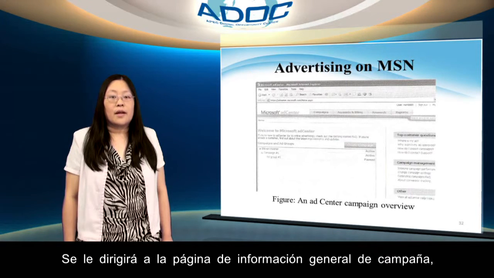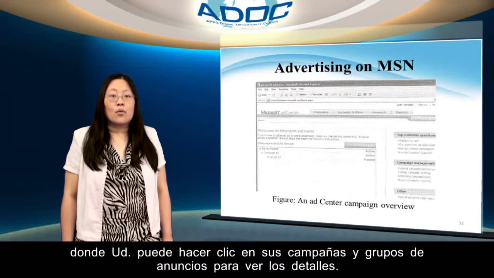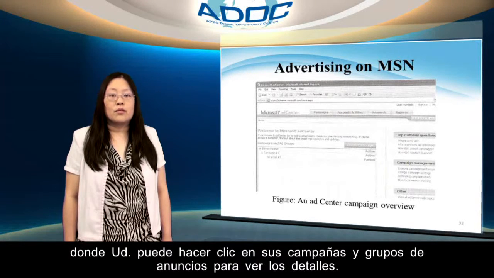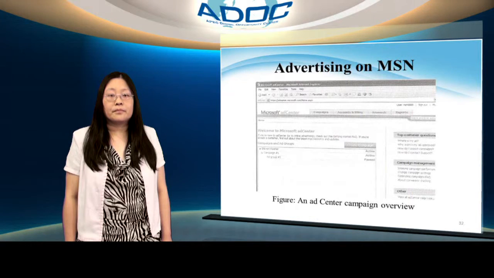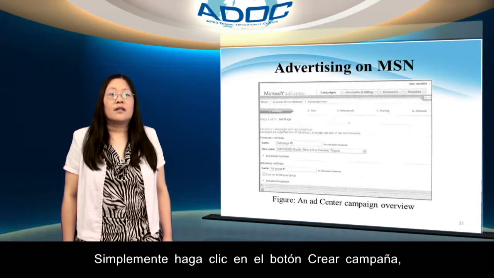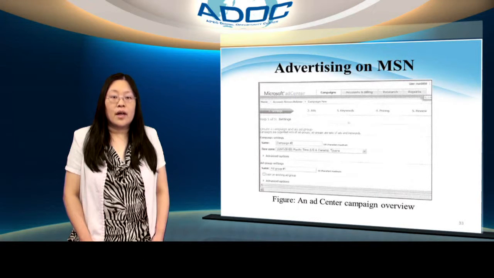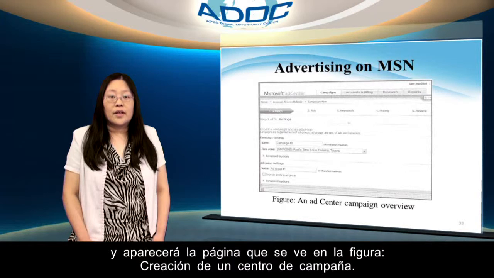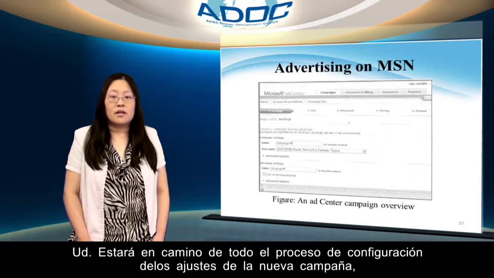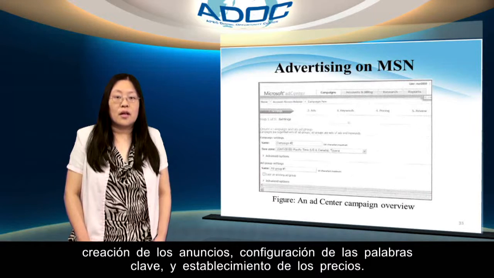You are taken to the campaign overview page. As you see in the figure, an Ad Center campaign overview, you can click your campaigns and ad groups to see their details. Want to create a new campaign? Just click the Create Campaign button you see in the figure, and the page you see in the figure, Creating an Ad Center campaign, appears. You are walked through the whole process, from configuring the new campaign's settings, creating the ads, setting the keywords, and establishing the pricing.